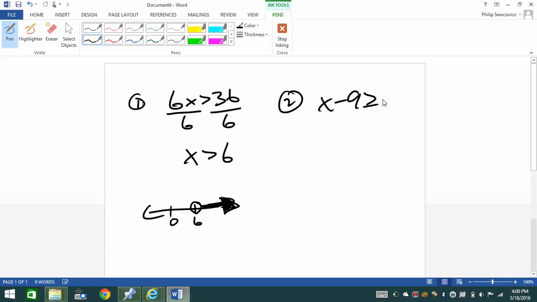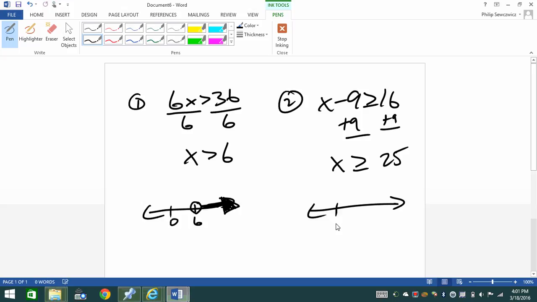So x minus 9 is greater than or equal to 16, so let's make sure that we add 9 to both sides. Remember, we are starting at the letter, undo the subtraction. So we had x is greater than or equal to, and then 25. So once again, on your number line, 0 for a point of reference, 25 goes down there, greater than or equal to. So we shade in the circle, and that's the big thing.